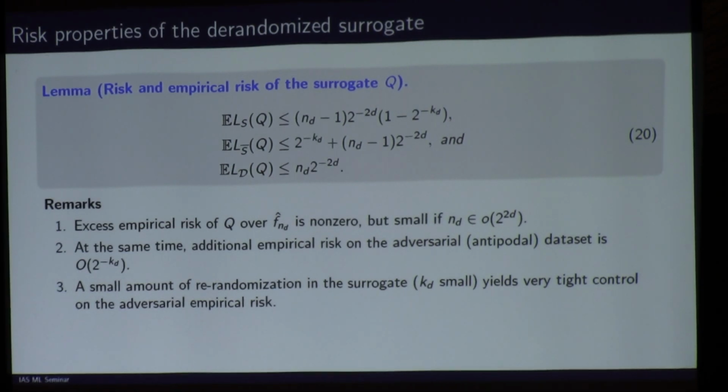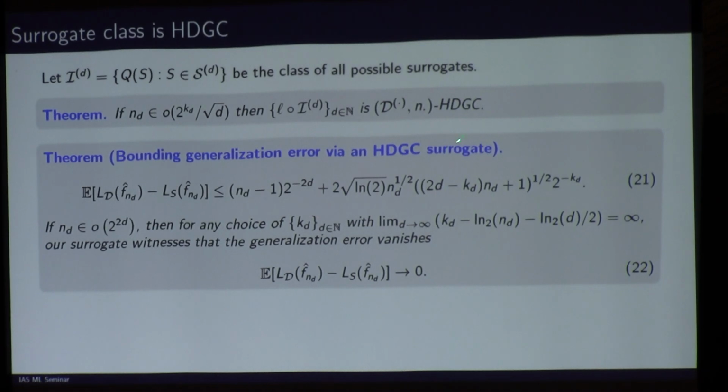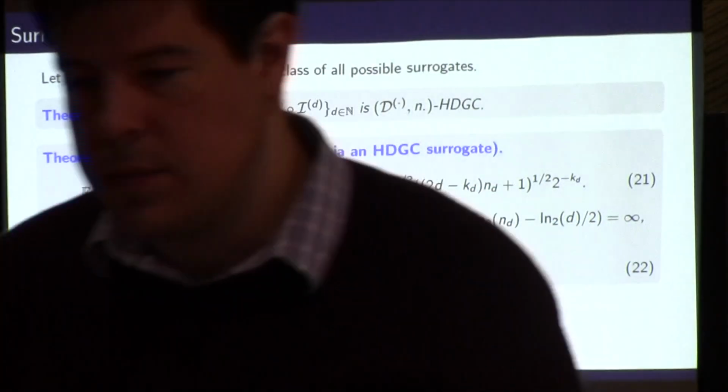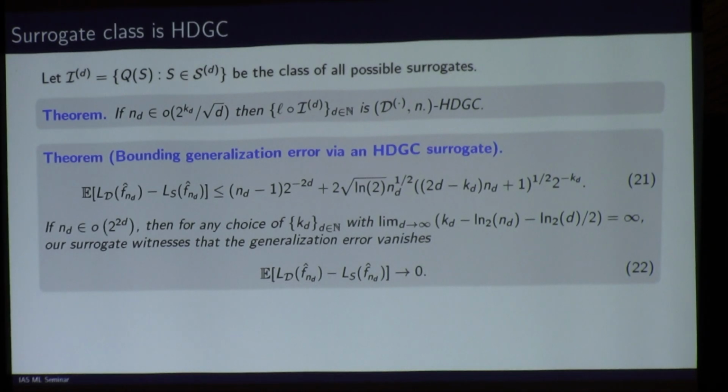All right, so that's all good. And indeed, what you can show is that the achievable set of surrogates, the set of all possible surrogates, that class is high-dimensional Glivenko-Cantelli. We did not have our original learning algorithm falling into this nice class, but this surrogate does fall into a nice class. And then you can prove a bound of this form using the risk decomposition, which says that the expected generalization error is going to be bounded by all this. What this basically tells you is that I just need K_D to grow faster than the log of the number of data points and the log of the dimension.